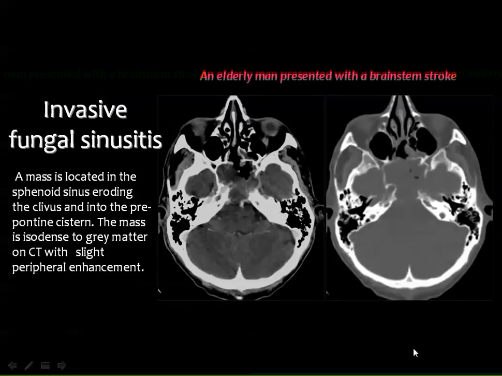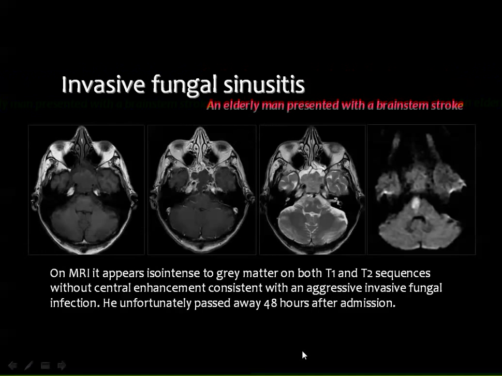Then this is a CT scan of an invasive fungal sinusitis of an elderly patient presented by brainstem stroke. In the CT scan, this is the axial soft tissue window after contrast injection, and this is the bone window. You see the sinus is obliterated and is also expanded. But if you look here for the MRI of the same case, one of the criteria of fungus in MRI is the dark signal in the T2 weighted image.